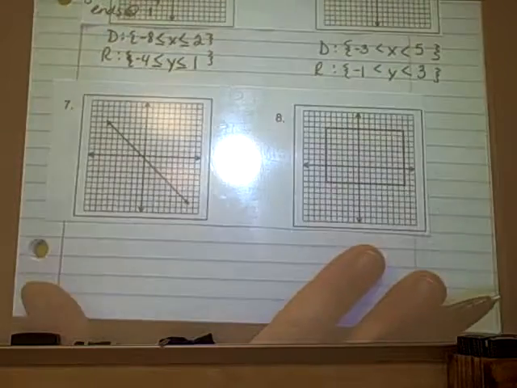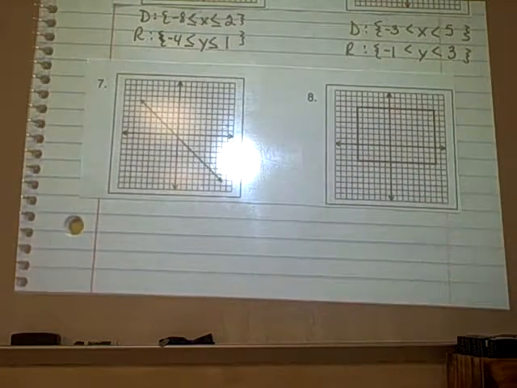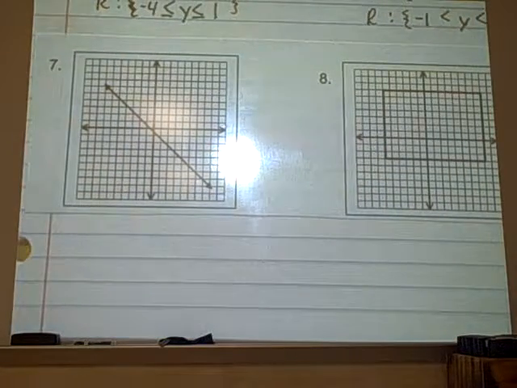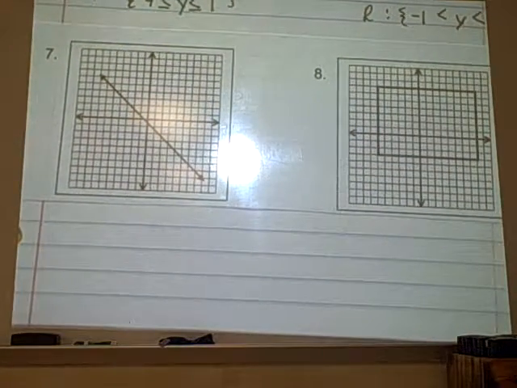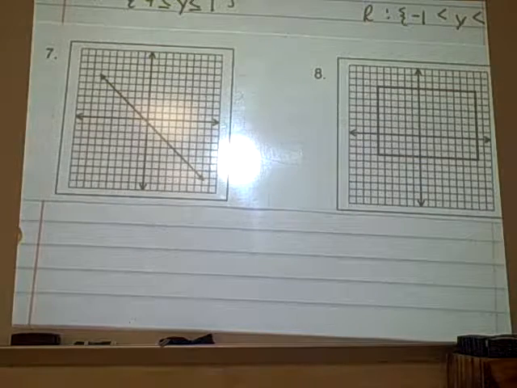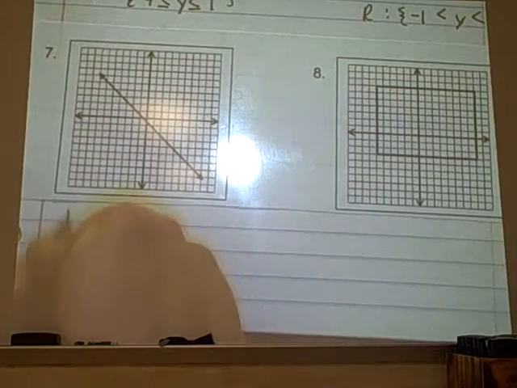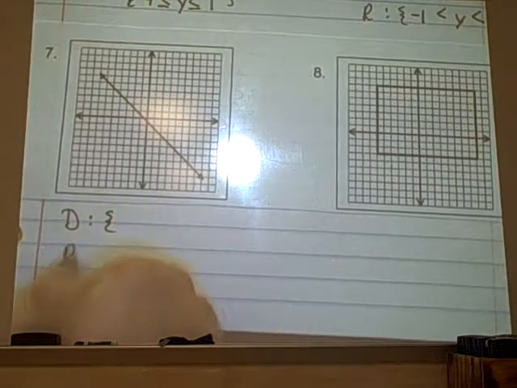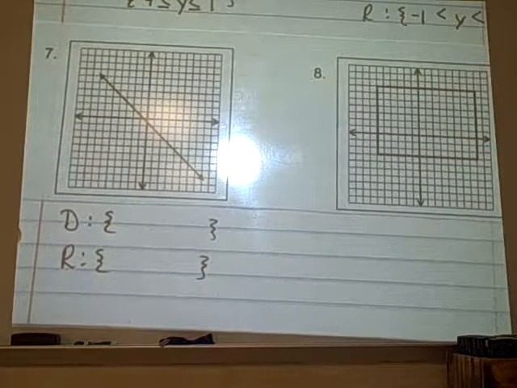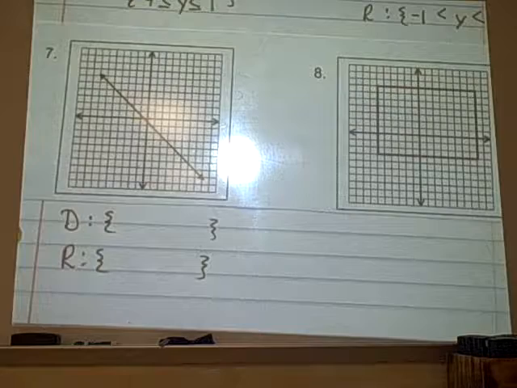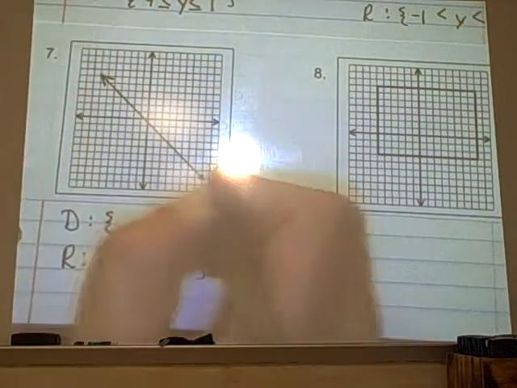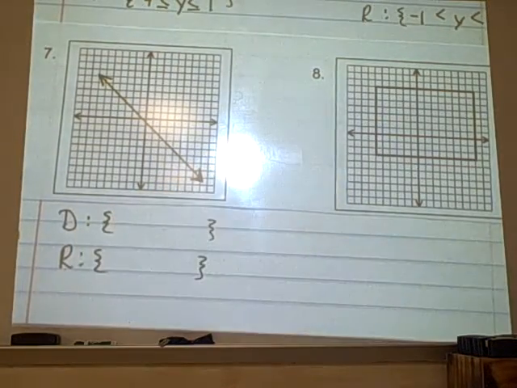Okay, look at number 7. Let me zoom in really close to number 7 so you can tell the difference here. What's different about number 7 than all the ones we've done? It's completely different from any of the ones we've done so far. Completely different. While you're thinking about that, I'm going to put domain, squiggly, range, squiggly. Okay, yeah, there's no dots. What is there instead? I've got arrows right here. I've got arrow right here. What do those arrows mean?